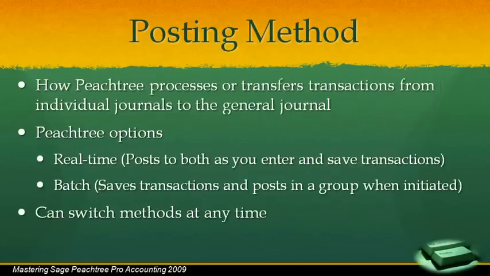Something you may not have thought of before at all is a posting method, especially if you've never used electronic software. This comes down to how Peachtree processes or transfers transactions from individual journals to the general journal, and Peachtree has several options. Actually, it has 2 options. You can do real-time posting or you can do batch posting. Real-time posting posts to both as you enter and save transactions, so it's immediate. As soon as you create an invoice, for example, it's posted. As soon as you create a payment, it's posted.